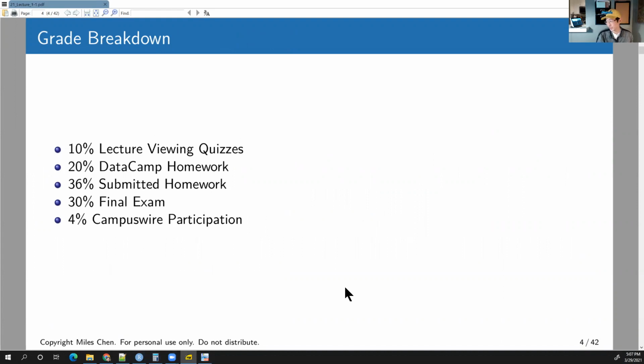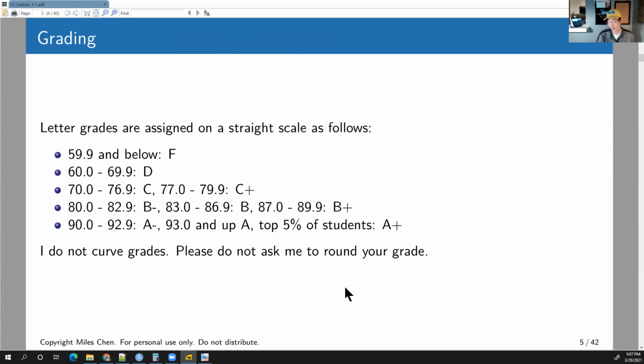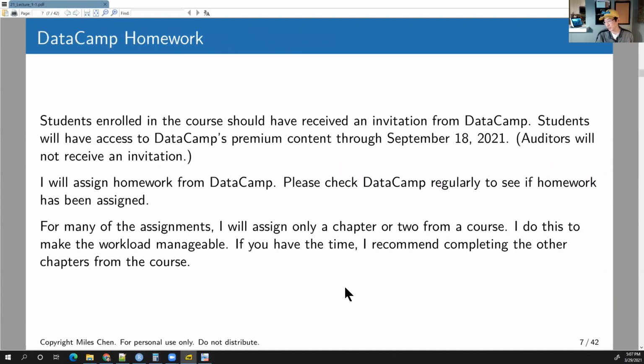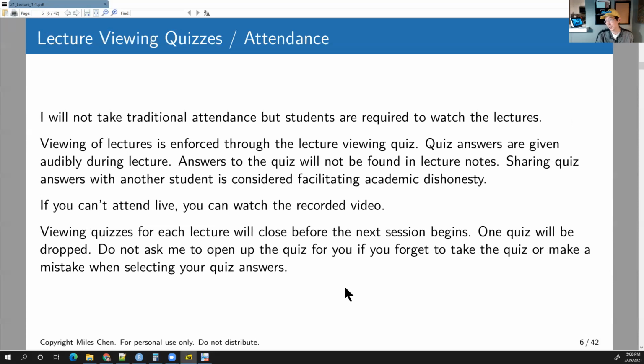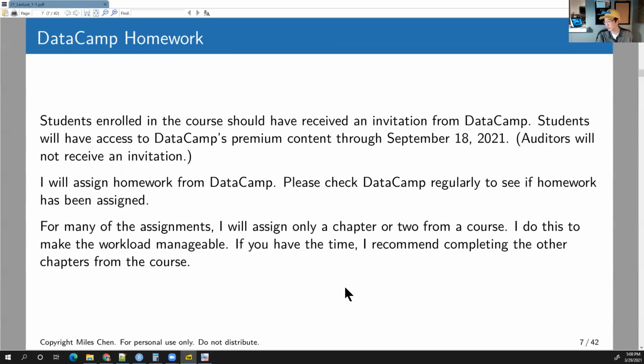You'll get it just by remembering to take your quiz after watching the lecture, but it kind of just forces you to watch the lecture. All right. And, just like sharing answers to any other quiz would be considered cheating, sharing answers to lecture viewing quizzes is also considered cheating. So don't do that, please. Okay.